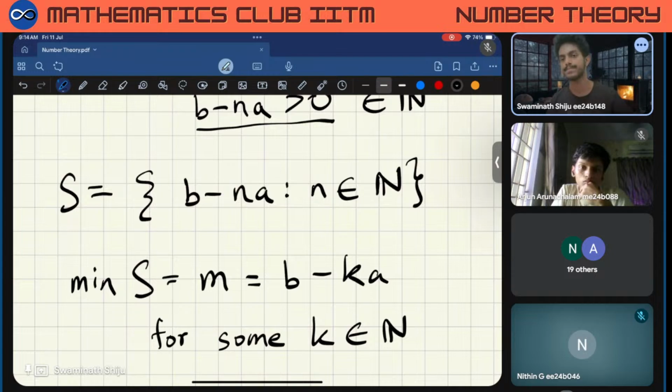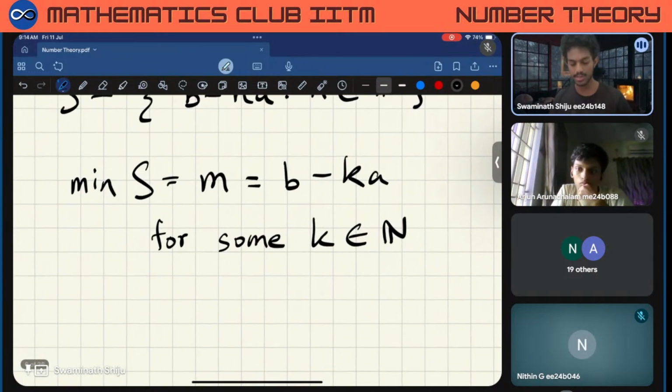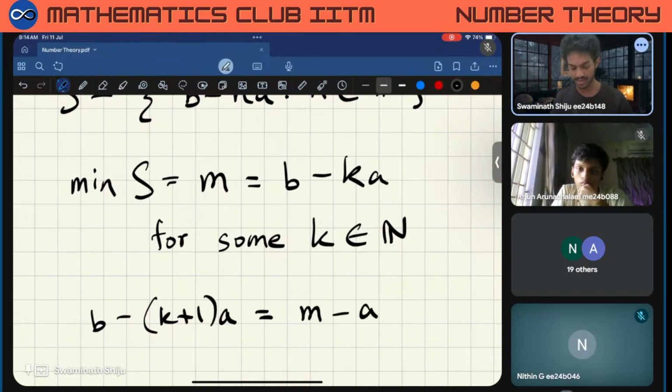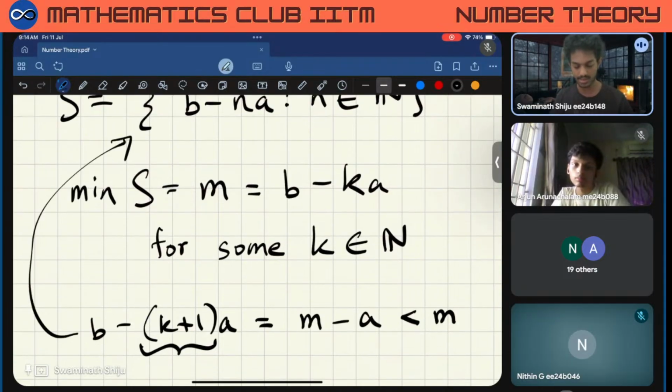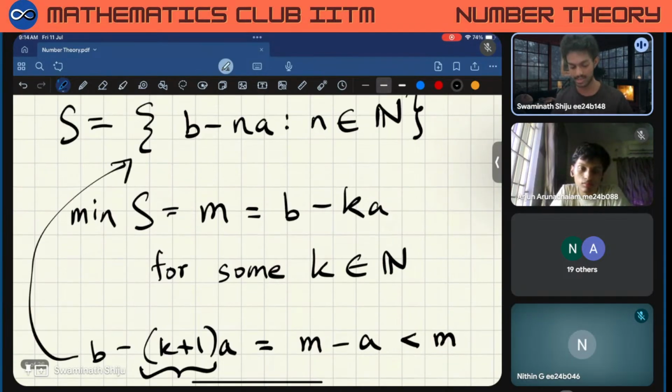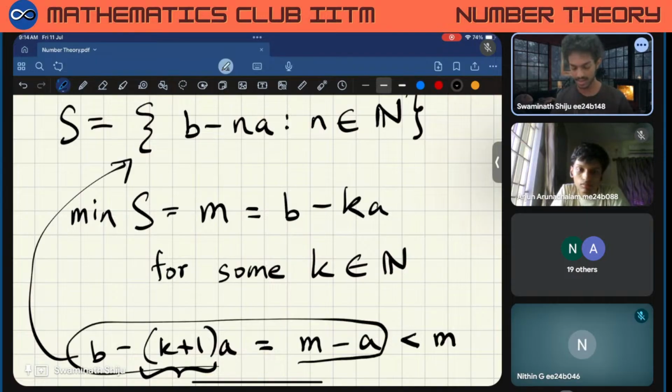Right. Now, what happens if we consider b minus (k plus 1)a? This is obviously equal to m minus a, which is less than m. And since k plus 1 is an integer, this must also belong to S. But if it does belong to S, we have that this thing is smaller than m. So I hope you can see the contradiction here. We are saying m is the smallest element, but we find an element in S that's smaller than m.